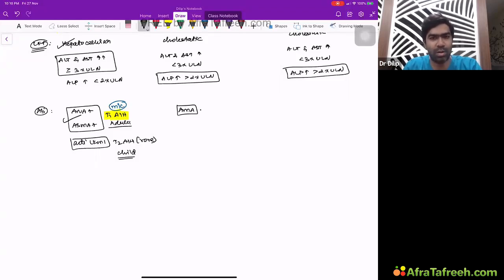That will be the one that will be positive in the patients with primary biliary cirrhosis. And what is the antigen here? They will ask you about the antigen. So what is the antigen clearly here? So AMA of M2 type.